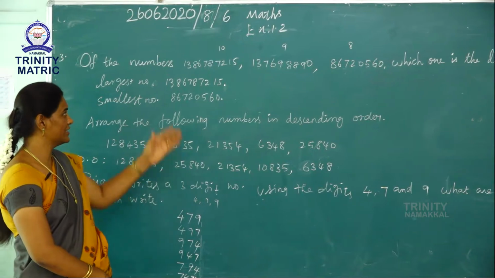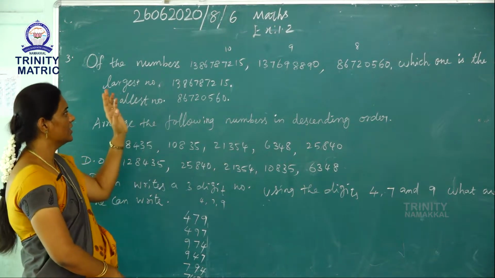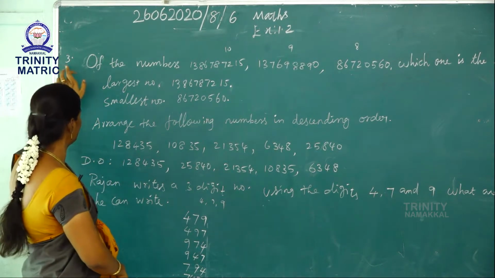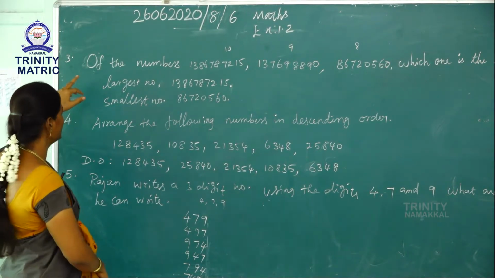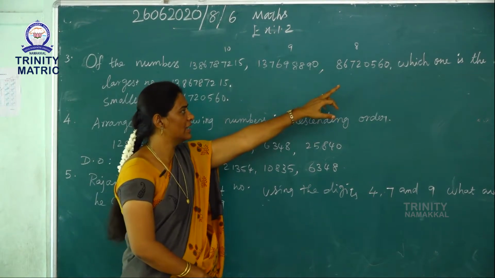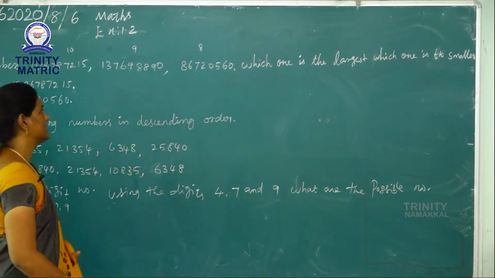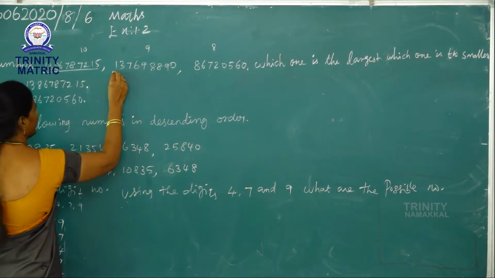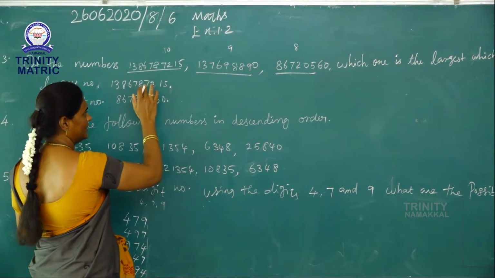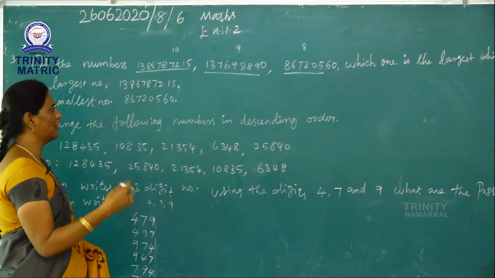Today we are going to see 6th standard maths exercise 1.2. Already we saw the two problems in the previous class. Now we are going to see the third one. Here three numbers are given. Which one is the largest and which one is the smallest? From these numbers, we have to find the largest number and the smallest number.